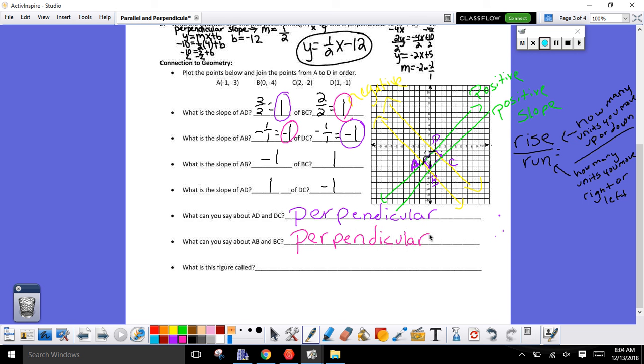So what would be a proper name for this figure? I would have to say it looks like a rectangle. We have 4 90-degree angles. 2 sides are longer than the other 2. So I would say that this would be a rectangle. So let's move to the other one.